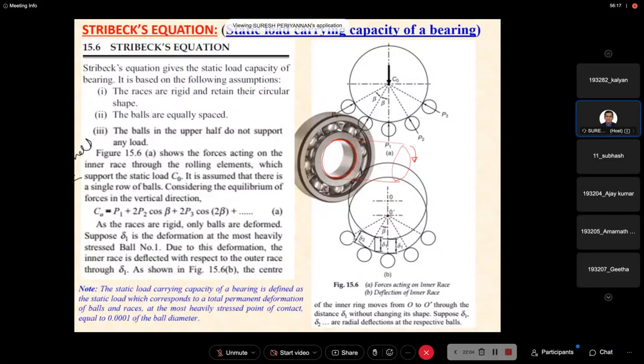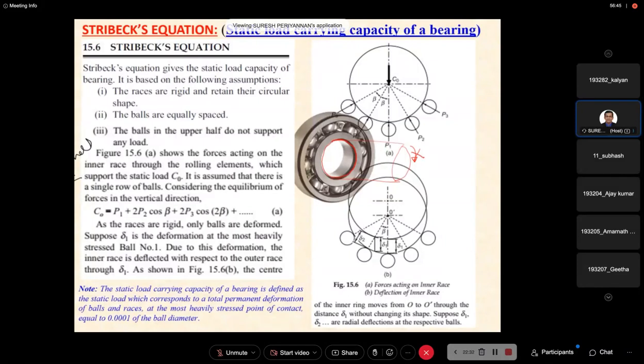Where are the balls and races present? Balls and races are present here. This is a ball, this is the inner race, and this is the outer race. Obviously, this is going to be subjected to static, I mean permanent, deformation when the shaft is not rotating, right?